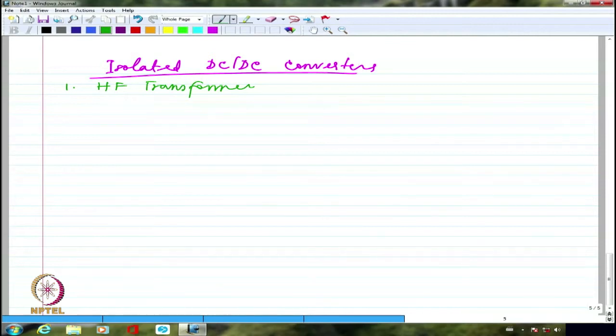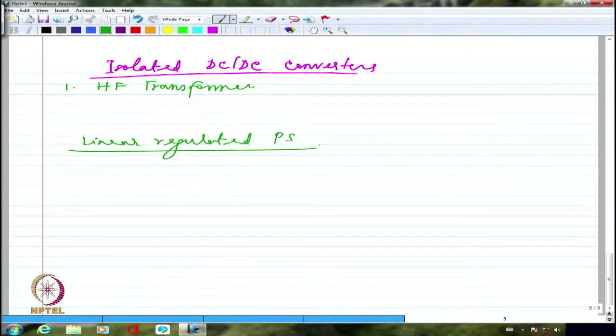You can very well use a 50 Hertz transformer as well. Normally with the regulated power supply in your laboratory, so in a linear regulated power supply versus SMPS, I would like to show the difference. In the linear regulated power supply, most of the time what is done is, I'm going to use a 50 Hertz transformer right up front. So isolation is provided there also.